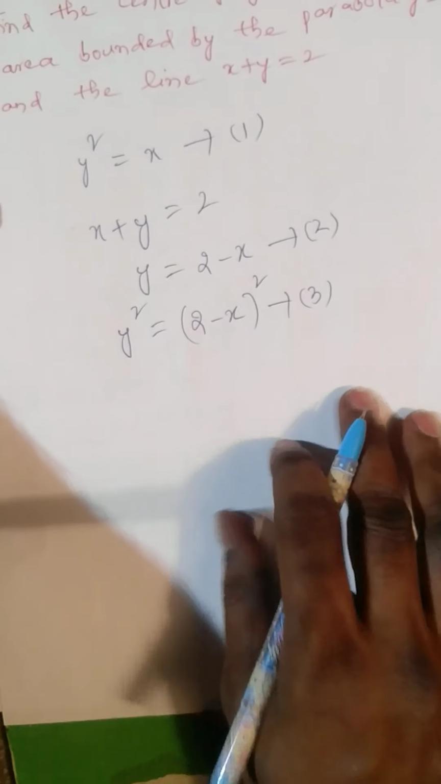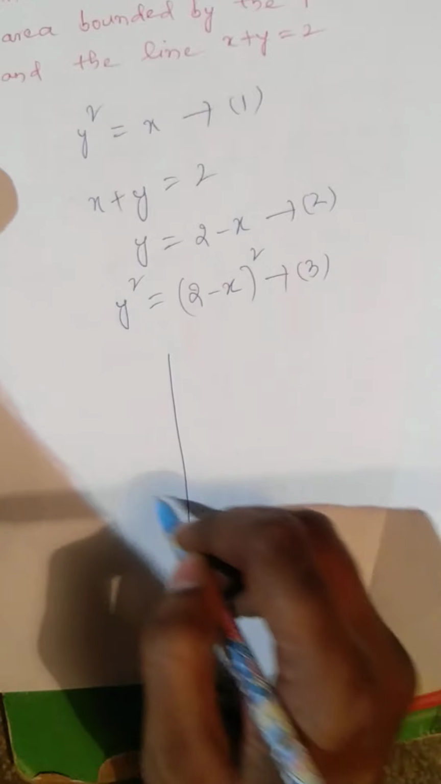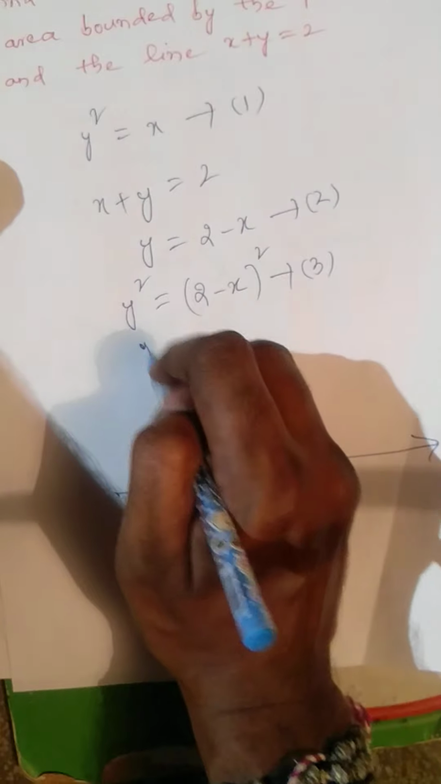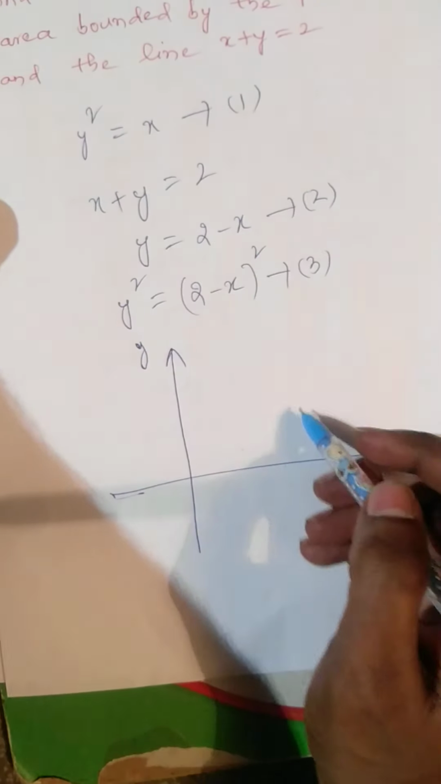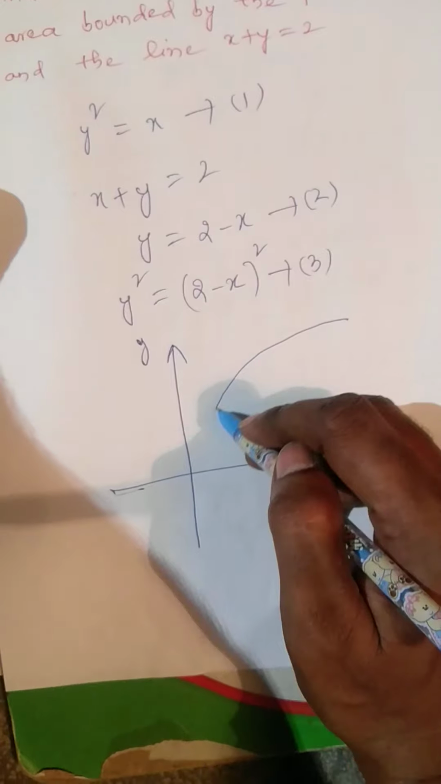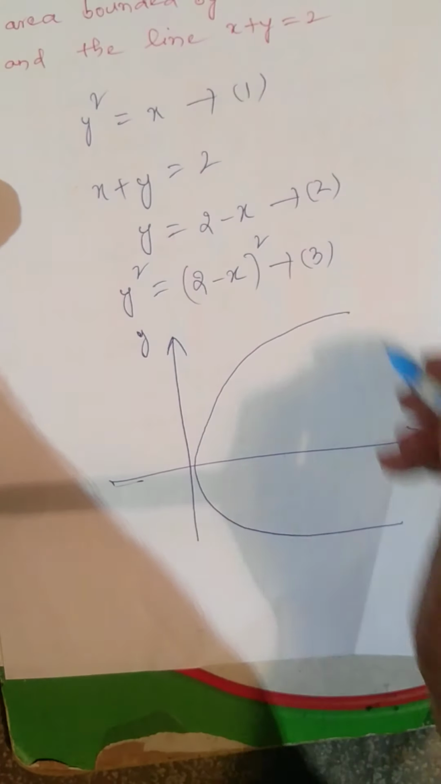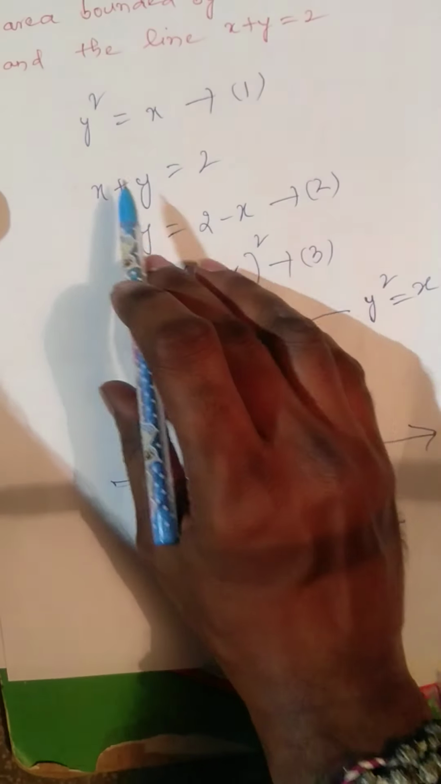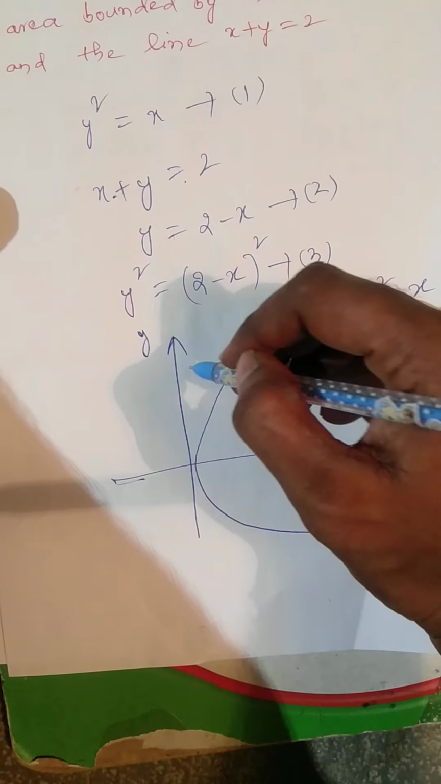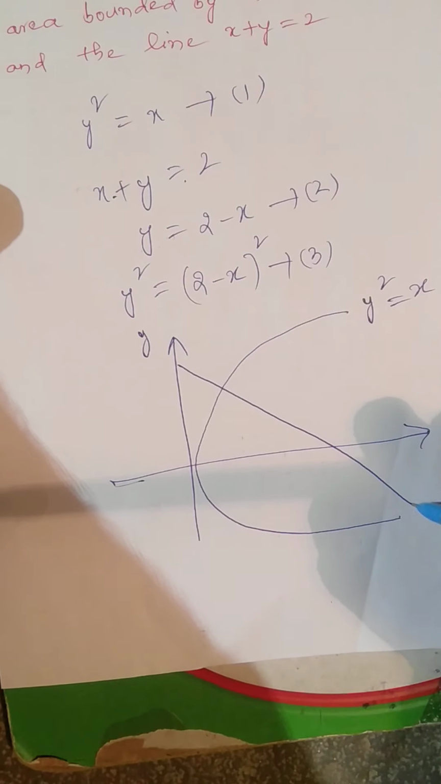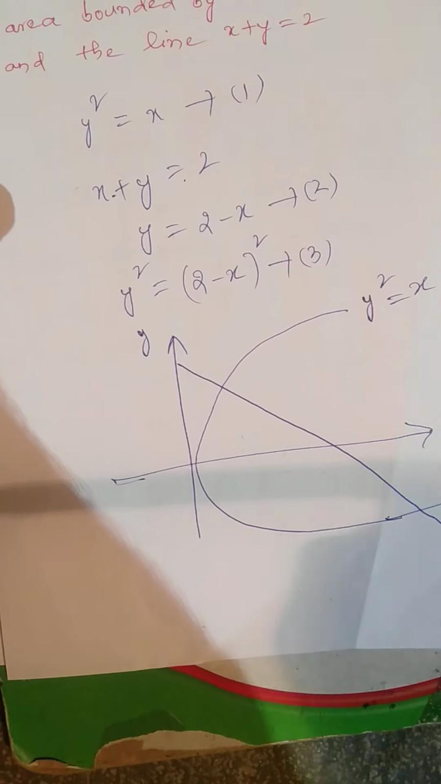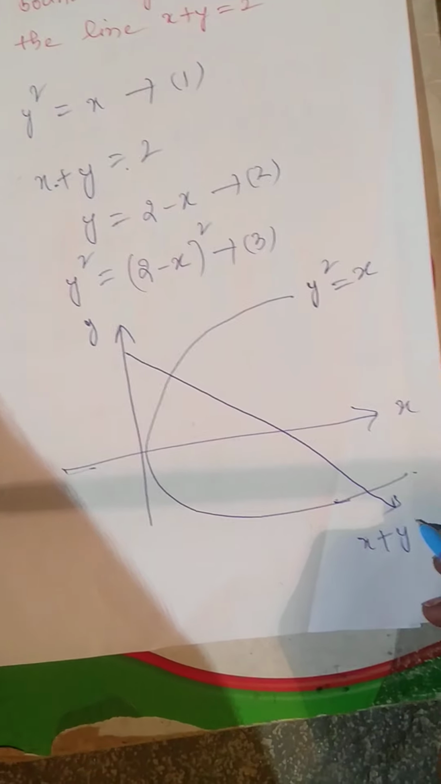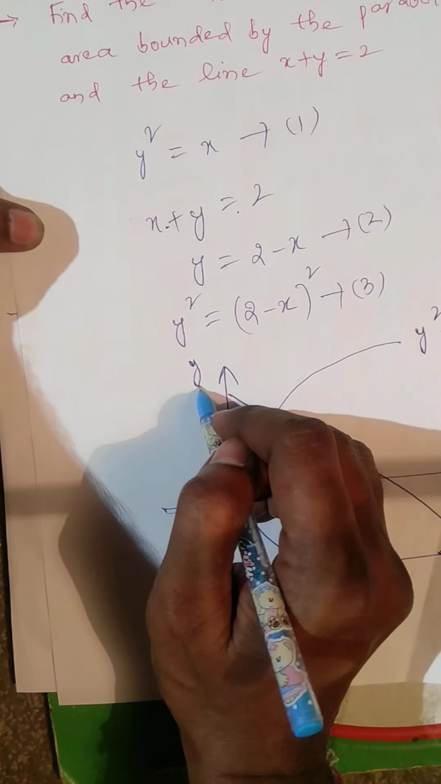Now just draw the diagram for this. This is your x-axis and this is your y-axis. Now y square equals x is a parabola symmetric about the x-axis. This is the parabola y square equals x, and this is the line equation. What is the line equation here? x plus y equals 2.